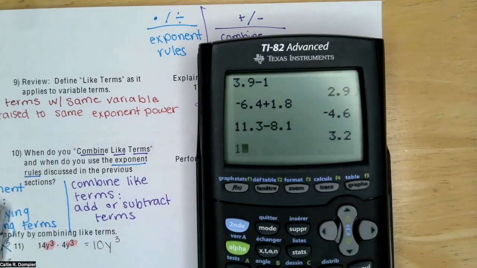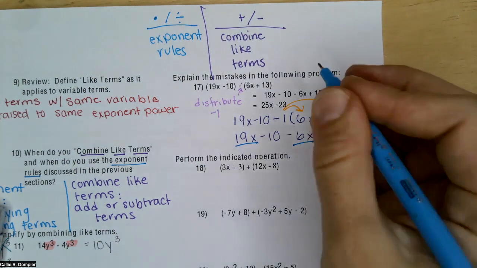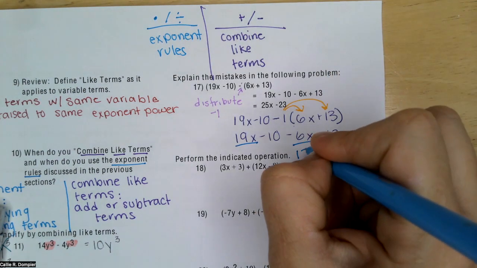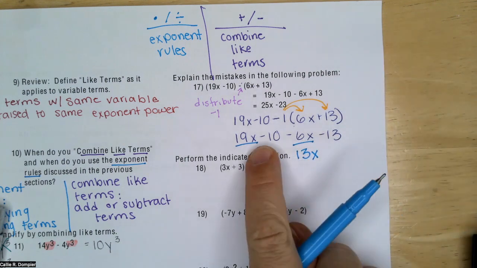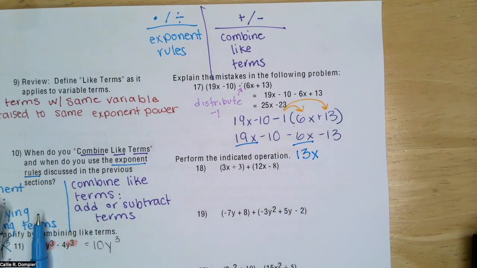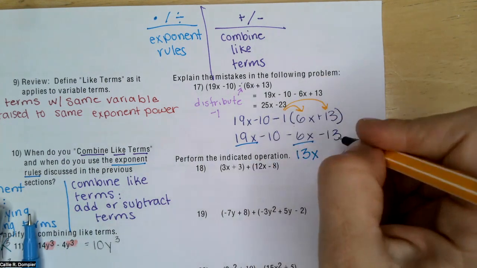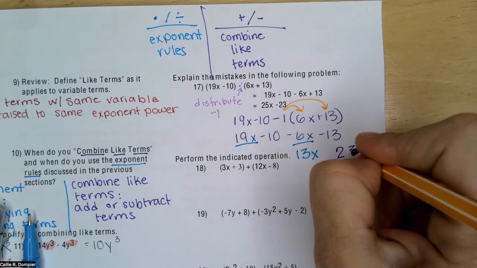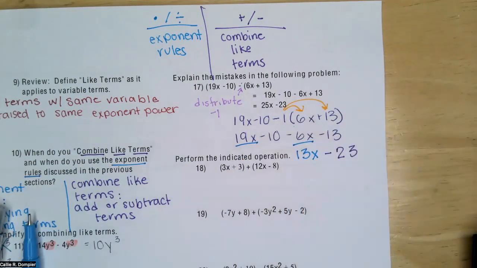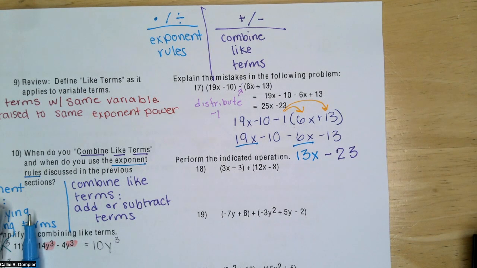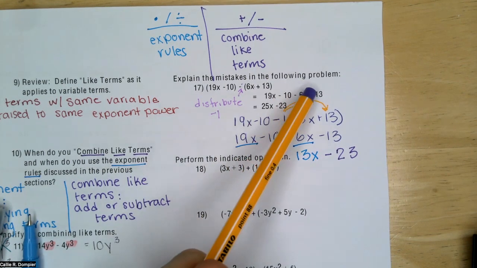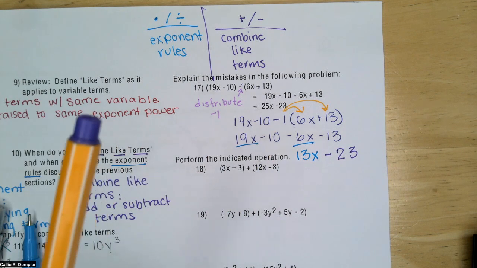19x minus 6, 13. Ooh, Callie. That's why I like calculators. 13x, -10 minus 13. You're just adding those, okay? 10 and 13 is 23, but you're both negative, so it's going to be minus 23. Oh, that's weird. They got the wrong answer in a weird way.